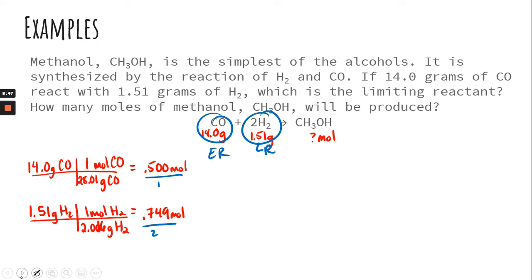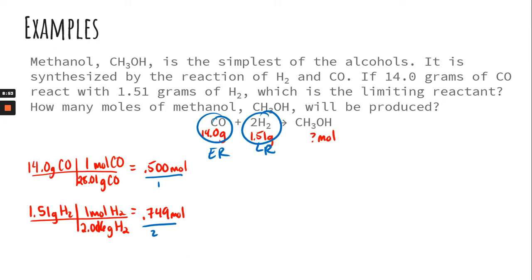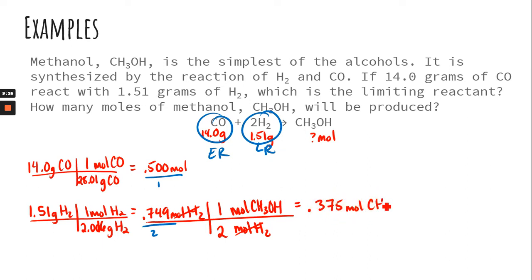And then we just have to do the stoichiometry to get to moles of methanol. So we always start with our limiting reactant, 1.51 grams of hydrogen. We've already converted it to moles of hydrogen, so we're going to pick up there and go to our mole ratio. Moles of hydrogen to moles of methanol, using the coefficients 1 and 2. And since we're looking for moles of methanol, we can stop there. We don't need to do that third step. So when we multiply and divide, the moles will cancel, leaving us with 0.375 moles of methanol.